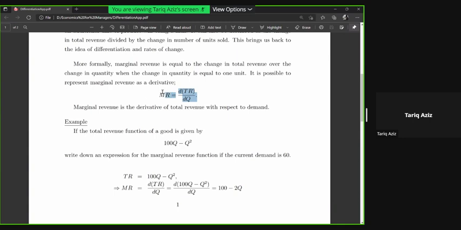Okay. This formula, marginal revenue, can be written like this also. Marginal revenue is equal to change in total revenue divided by change in Q. That is marginal revenue. But it can be expressed in terms of differentiation also. Marginal revenue is equal to derivative of total revenue divided by derivative of Q.